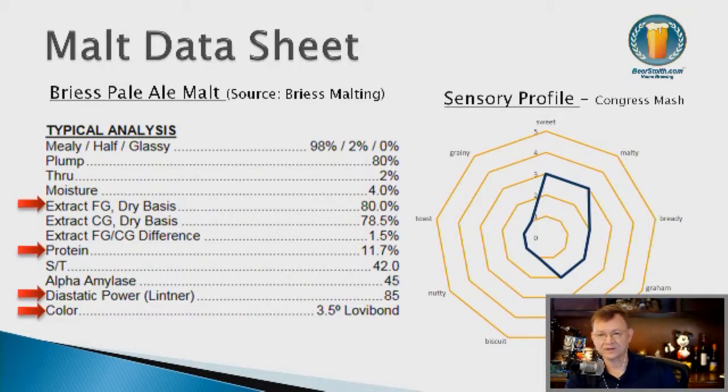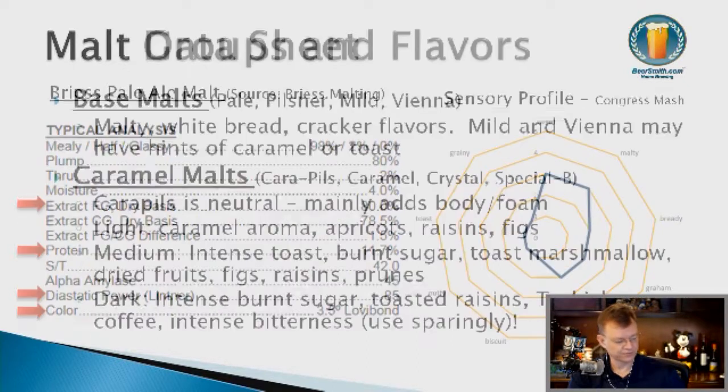And then diastatic power down at the bottom. You'll probably hear me talk later about highly modified malts. A lot of the malts we work with today are highly modified, which means they have a lot of enzymes. The diastatic power number is actually a measure of how much enzymes are in the malt. So just a few tips there.